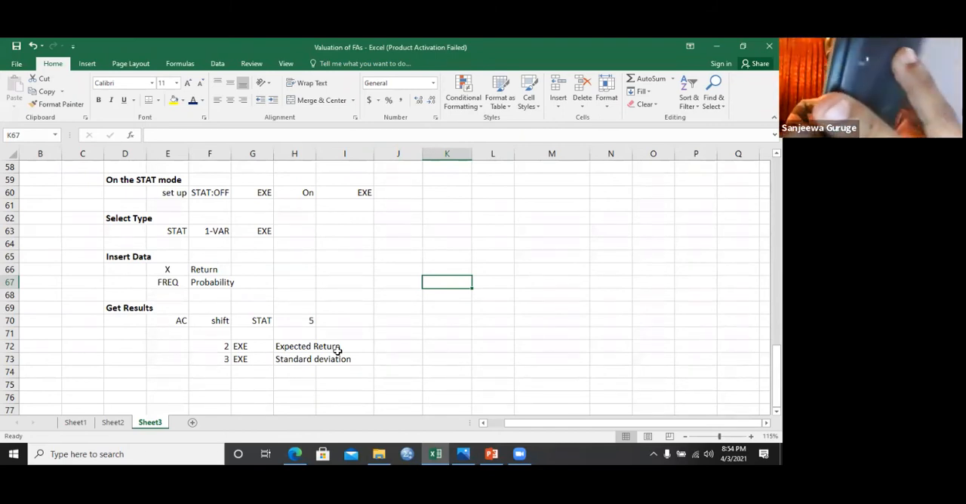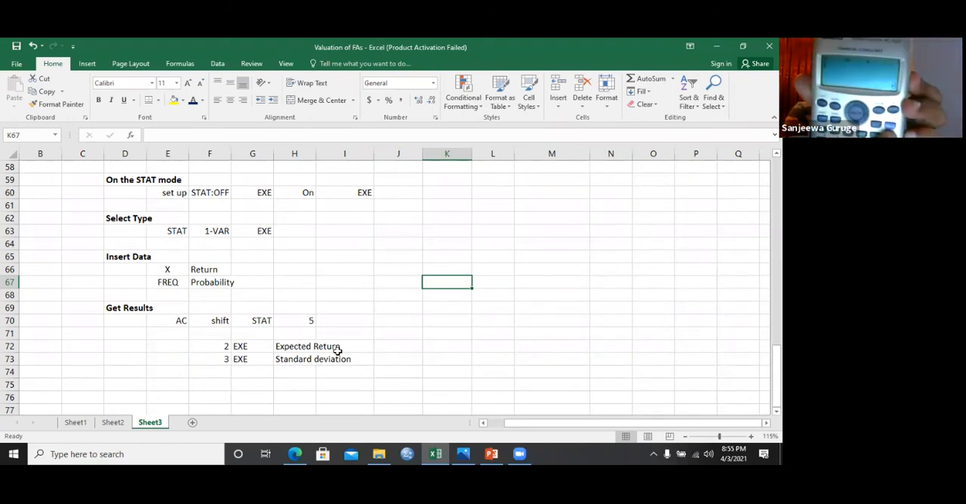Then shift, stat, 5. When you press shift stat 5, you get this screen. Then you have to press 2 to get the expected return. When you press 2 and exe, you get the expected return. What is the expected return? 0.09. That is 9%, right?